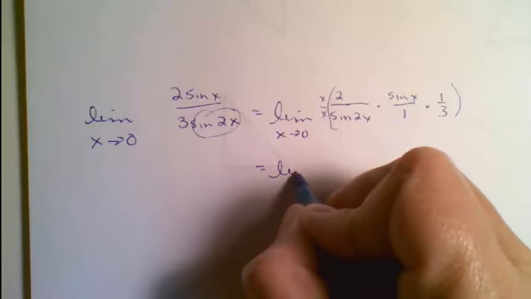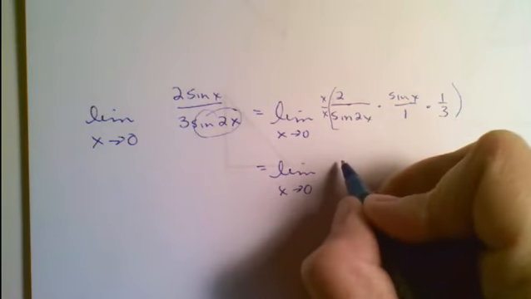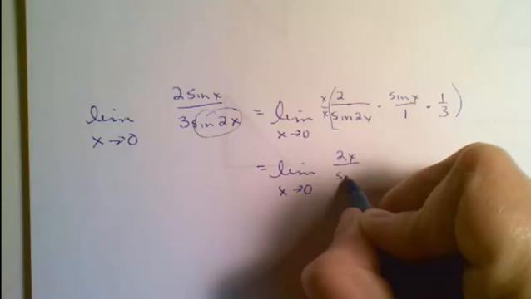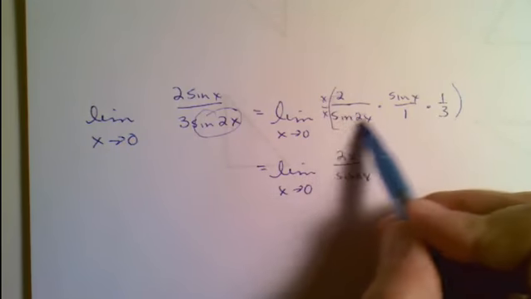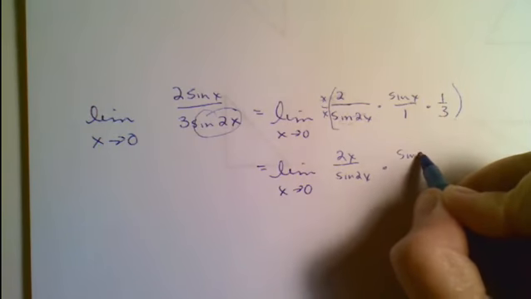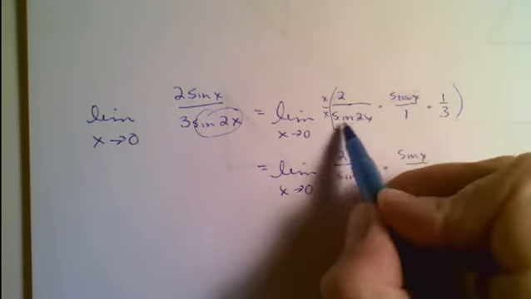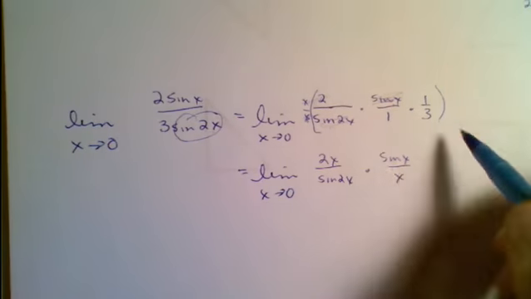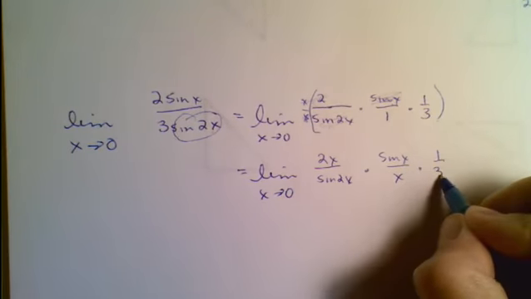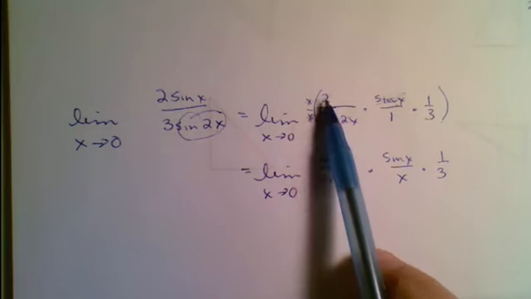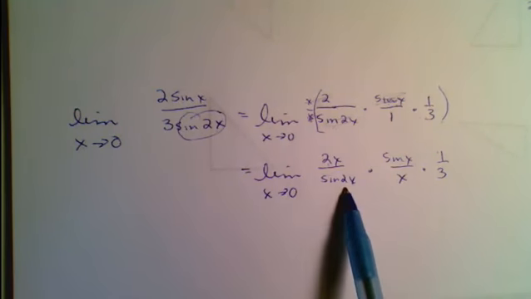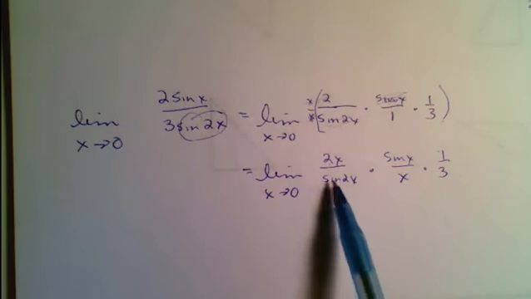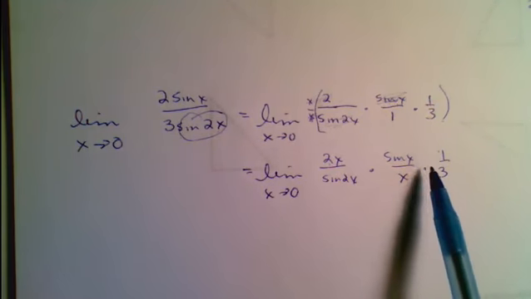So this would be the limit as x approaches 0 of 2x over the sine of 2x. That's going to take care of this x and this 2 and this sine of 2x. I have the sine of x over x. That's going to take care of this and this. And then I still have my 1/3. So again, on the numerator, I still have my 2 times x times the sine of x. In the denominator, I still have my sine of 2x, and then a 3 and an x. As long as you're multiplying everything, that's fine. That's what you need to do.